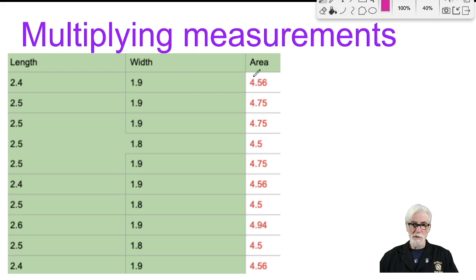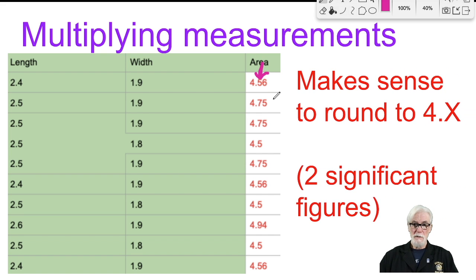Now, what do we know about these numbers? If we look at them, we know that every one of them starts with a 4. So in the ones place, all of them are 4. In the tenths place, there's variability: 4.5, 4.7, 4.7, 4.5, 4.7. It doesn't make any sense to round our number to anything more precise than the nearest tenth because we already know that when we get to the tenths value, we have deviation. So it makes sense to round to 4 point something, and that gives us two significant figures.